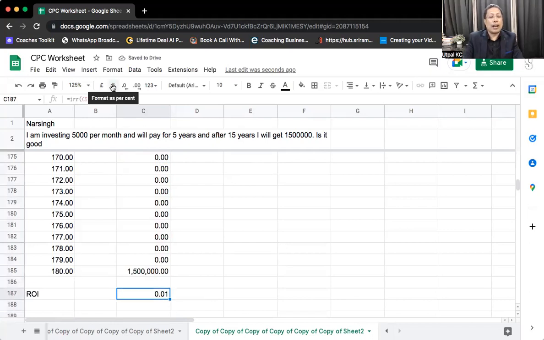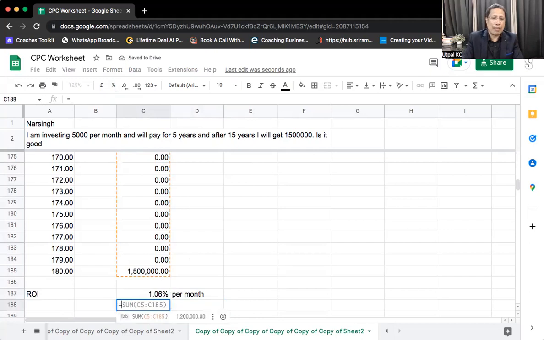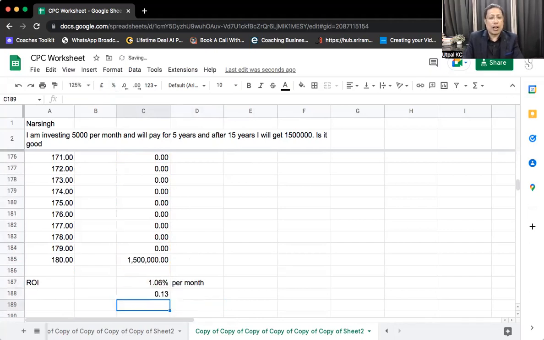This is not bad, 1.06% per month. In fact, it's a good investment, if there is no condition and everything is guaranteed. Got it, Mr. Narsingh? If it is a guaranteed 15 lakhs, then it's a good investment.